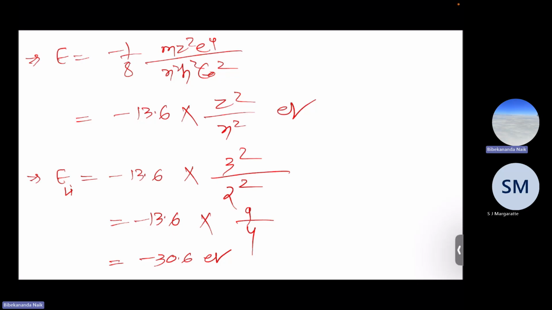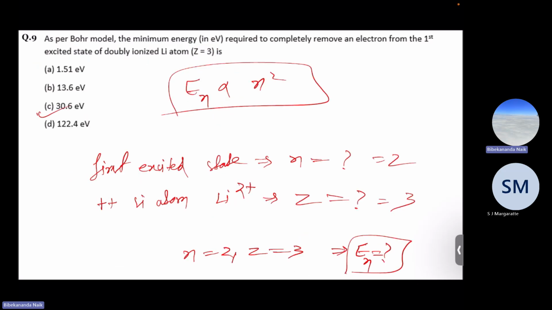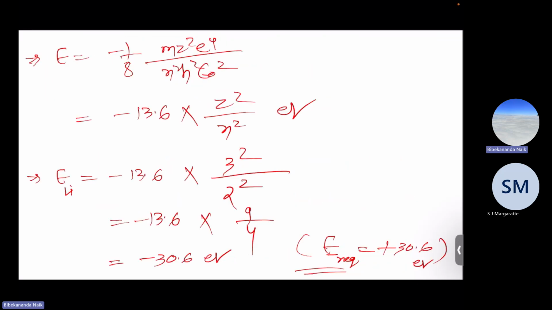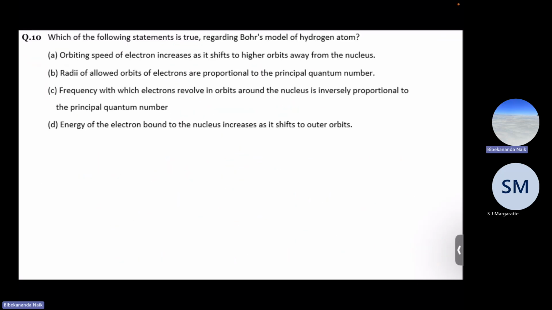So what is the required energy? The required energy will be plus 30.6 eV. So the correct option is option C, 30.6 eV. I hope this is clear to everyone. Now we'll move to question number 10.